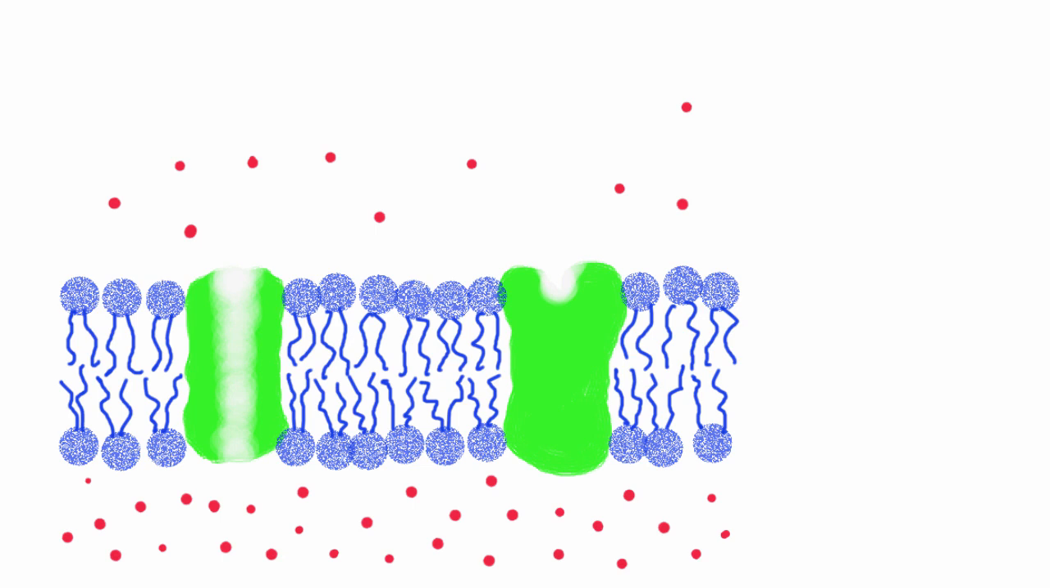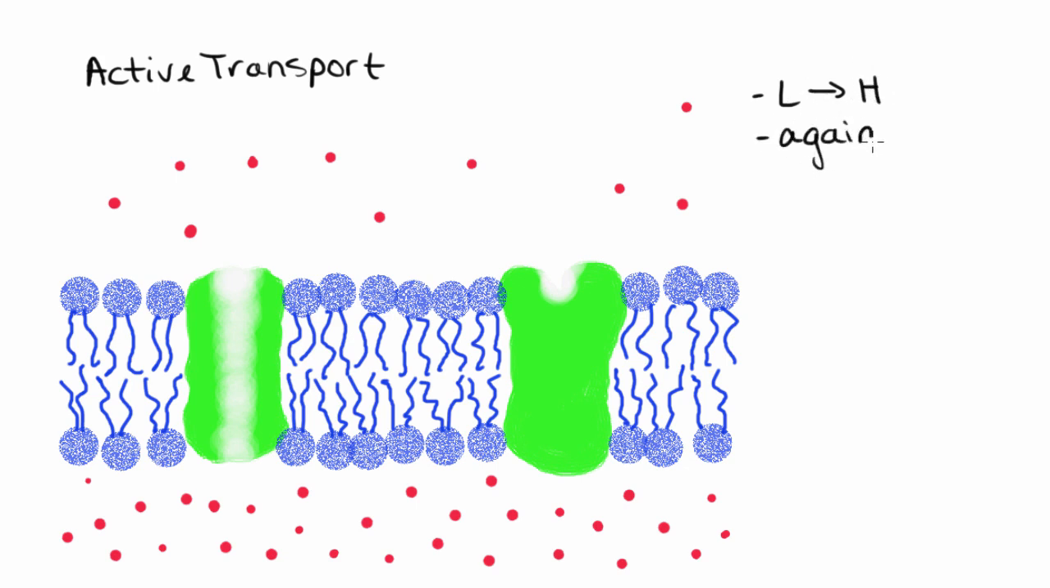Now, all molecules really would like to move down their concentration gradient, and we refer to that as passive transport. But sometimes we have a need for what we'll call active transport. And active transport is very much the opposite of passive transport, because it is moving molecules from a low concentration to a high concentration. Another way to describe this would be to say that we're moving them against or up their concentration gradient.